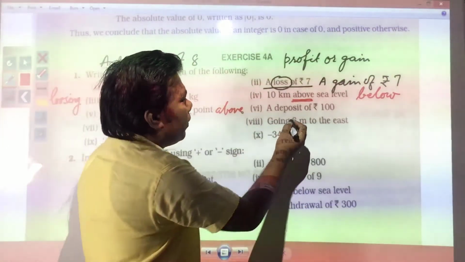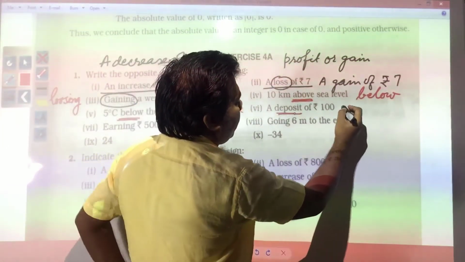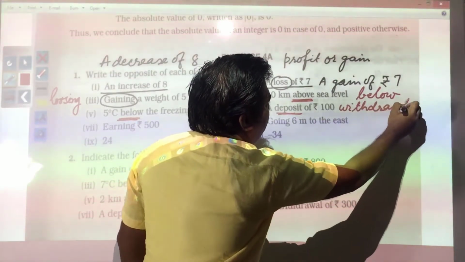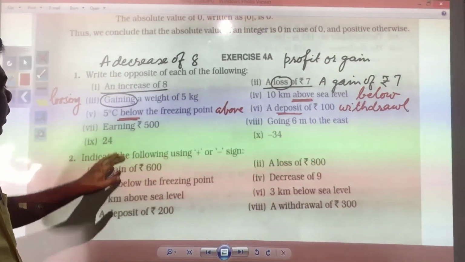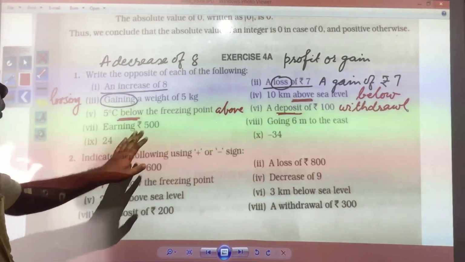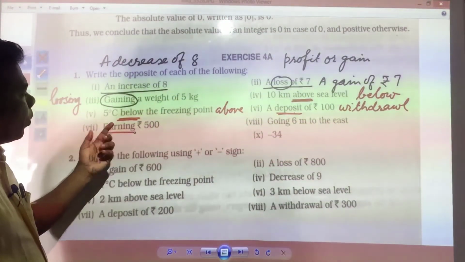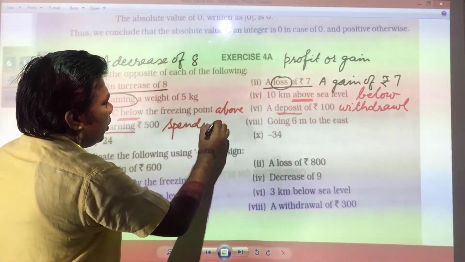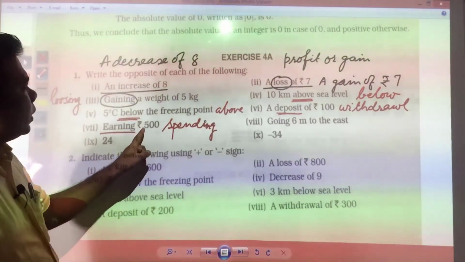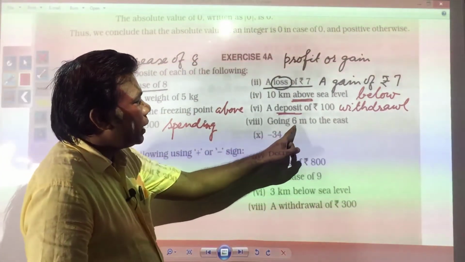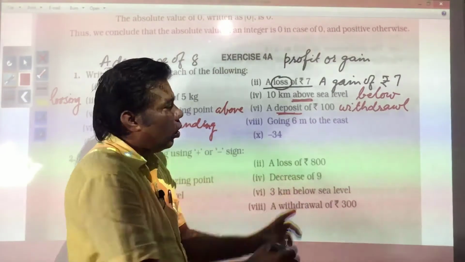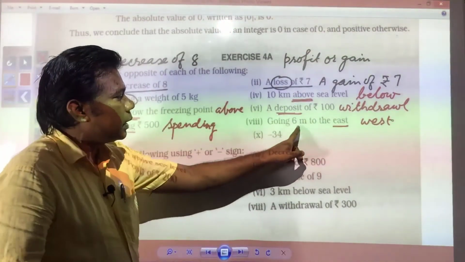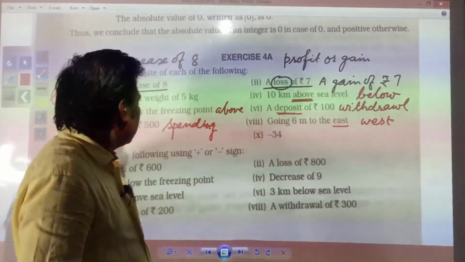A deposit of rupees 100. Deposit, the opposite of deposit is what? Withdrawal. Withdrawal of rupees 100. Earning rupees 500. You are earning over here. The opposite of this is what? Spending. Spending of rupees 500. Going 6 meter to the east. The opposite of east is what? West. So, you will write going 6 meter to the west.